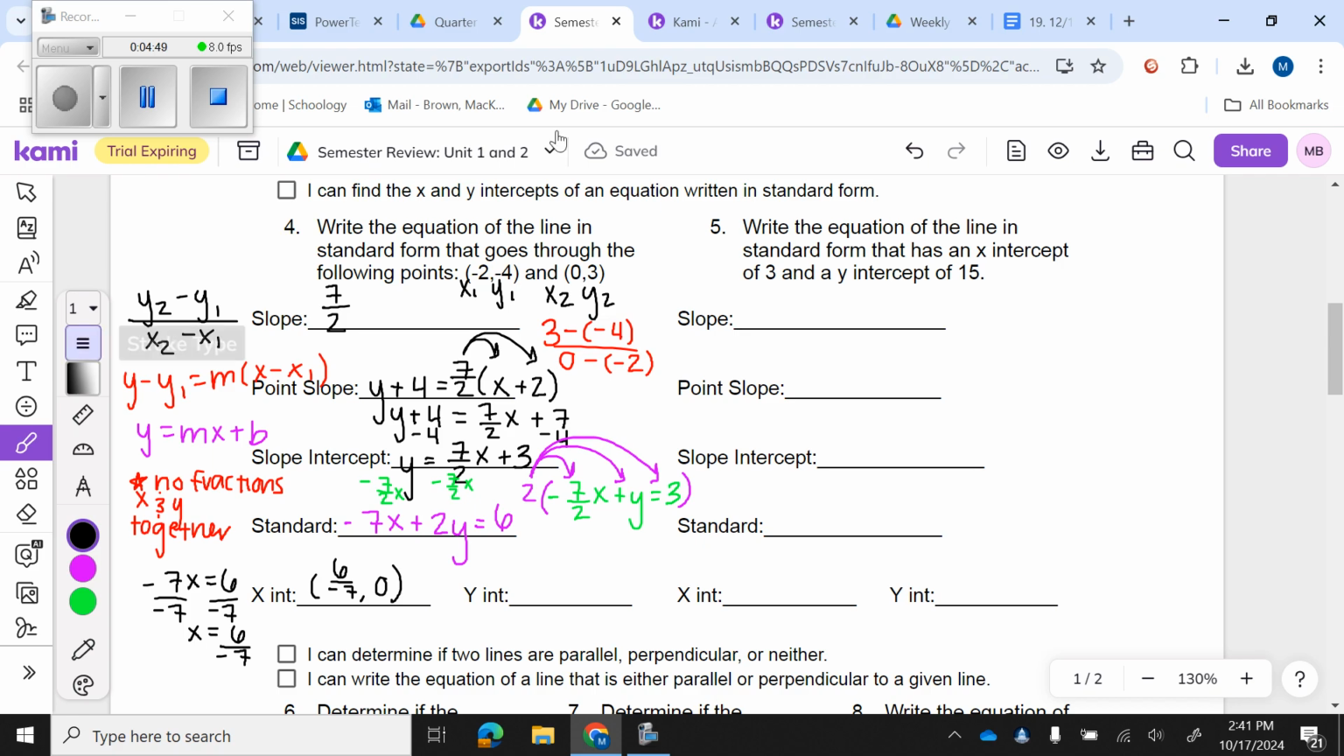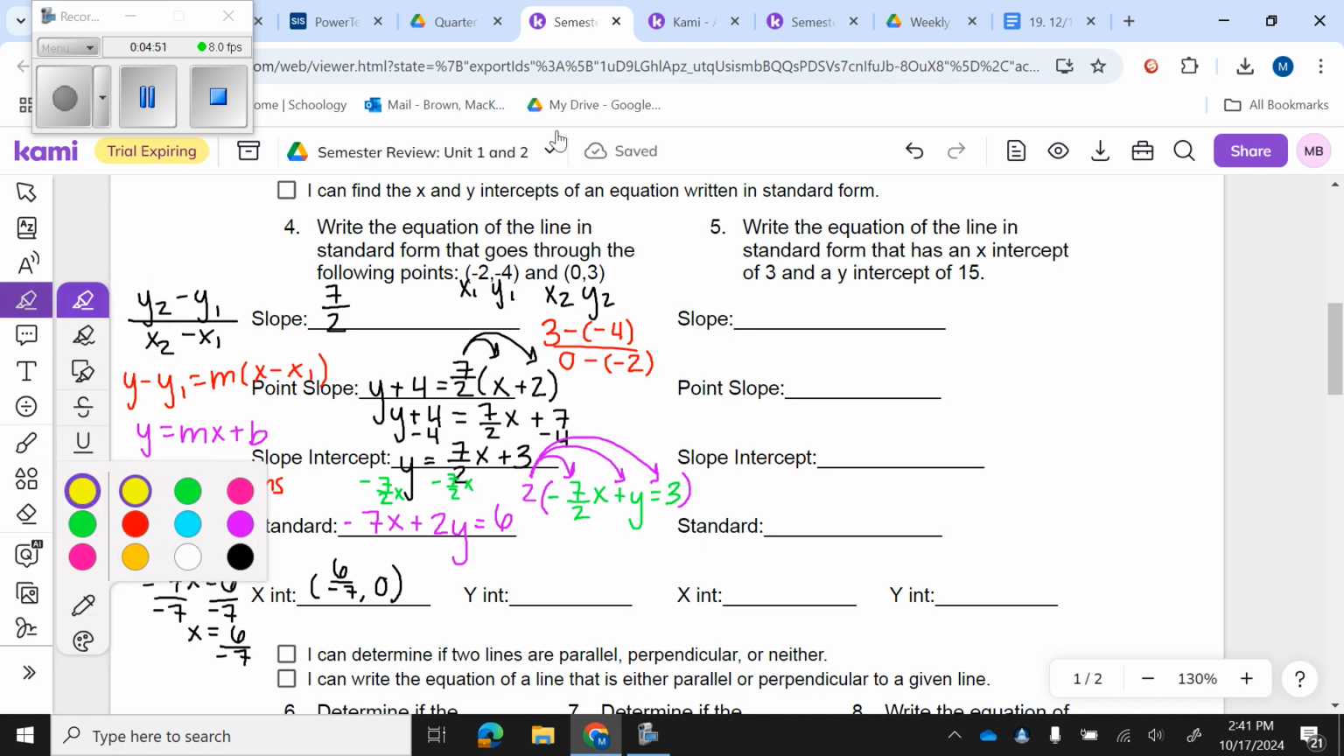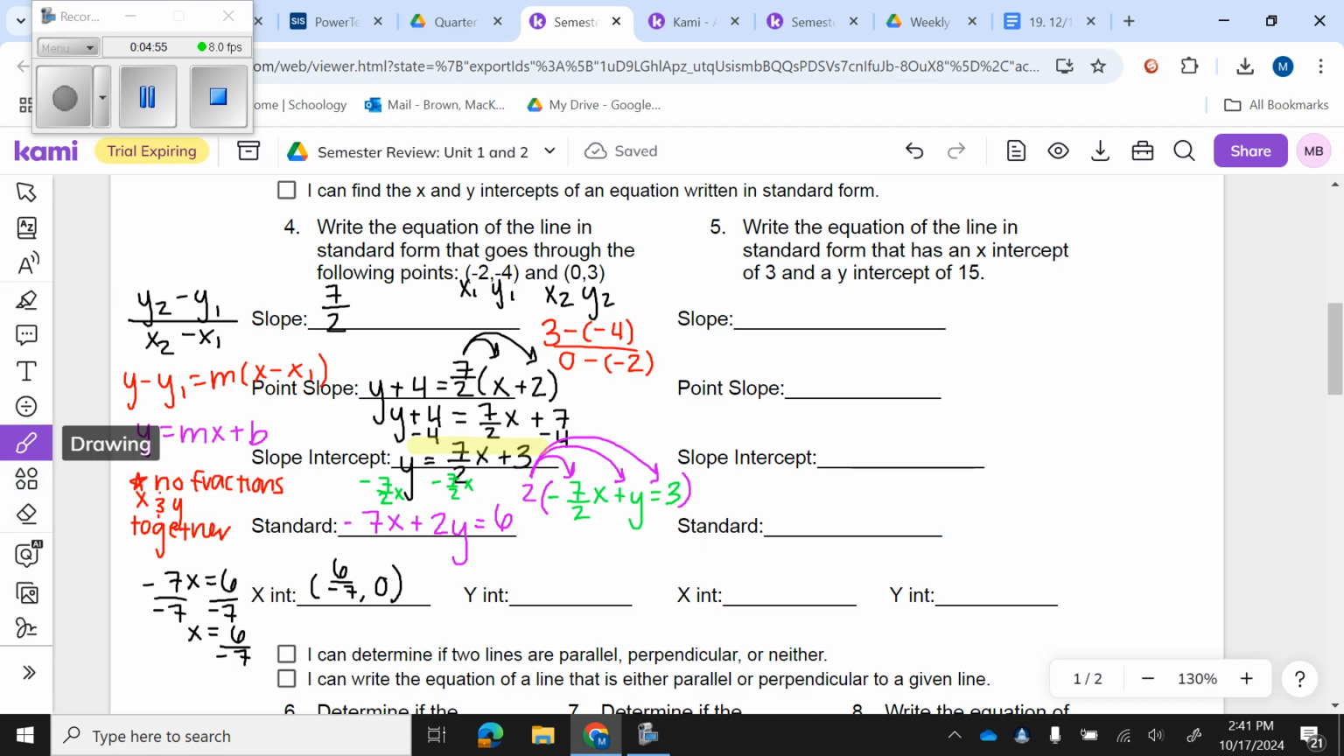To find my y-intercept, I'd already found it right here in slope-intercept form, so I can just take that point of 0, 3. Or if you want to solve, you could set 2y equal to 6, divide both sides by 2, and you still get y equals 3. Okay? Same idea over here.